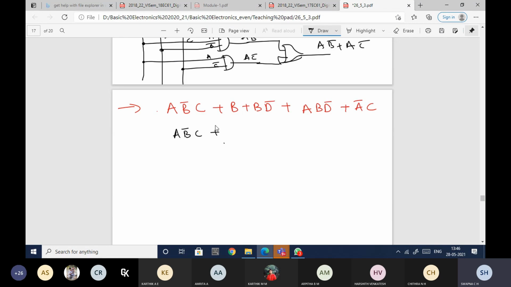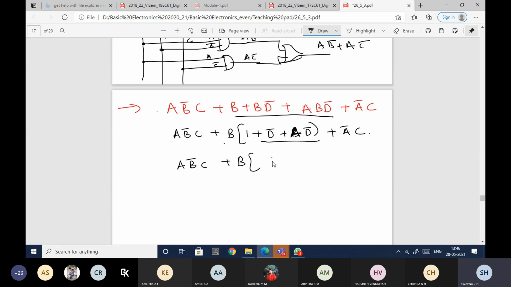Okay, so A B bar C. Between these three terms I can take B common, so that I'll be left with 1 plus A B bar C plus A bar C. Okay, so I'll have A B bar C plus B into 1 OR with anything will be equal to 1 only plus A bar C. So this is A B bar C plus B plus A bar C.